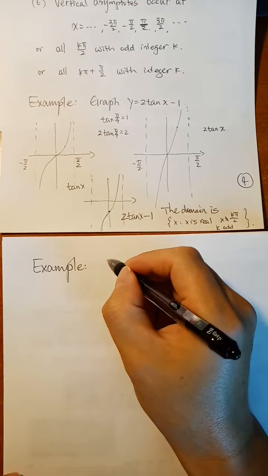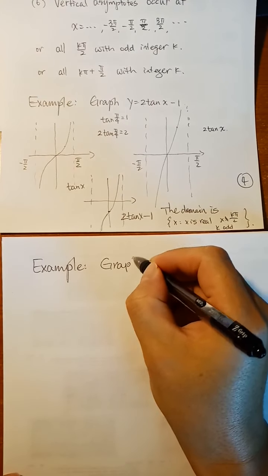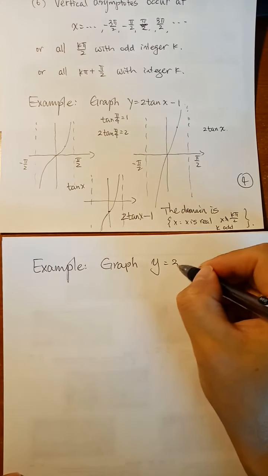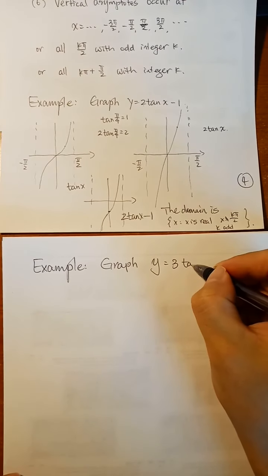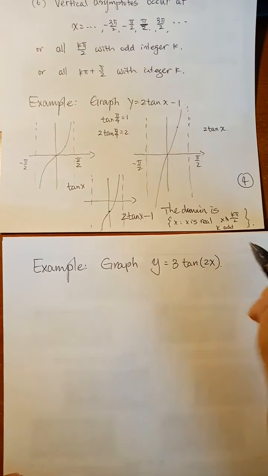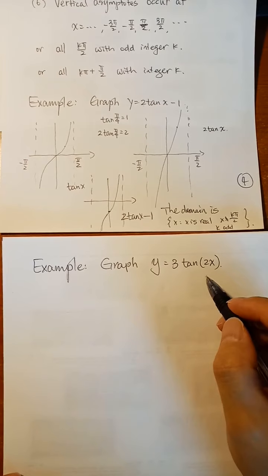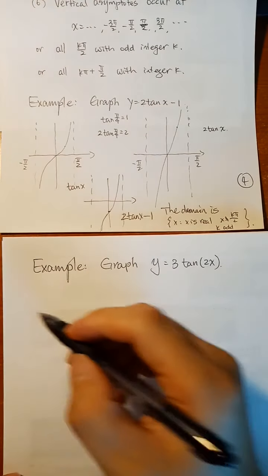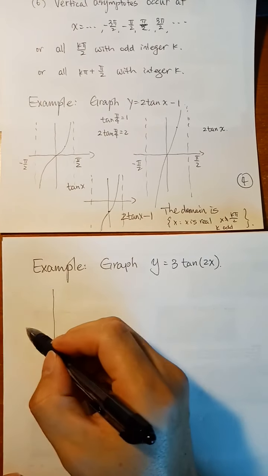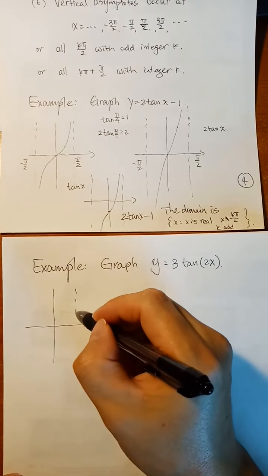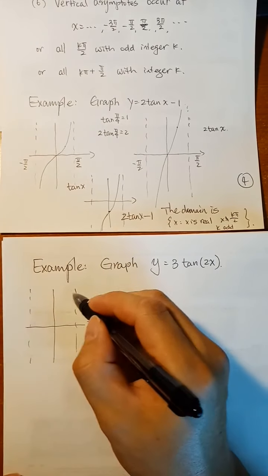Okay, so we are going to graph y equal to 3 tangent 2x. So we have the coefficient for x. Okay. So how do we do that? First, same thing, you sketch the graph of tangent of x.